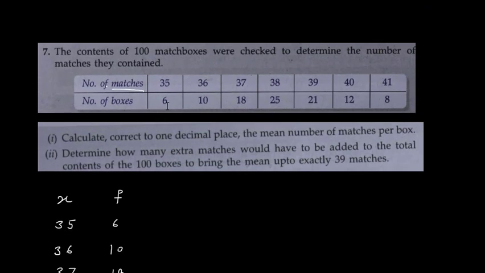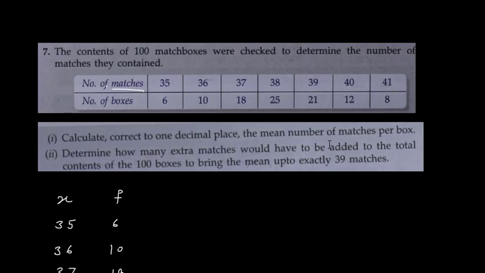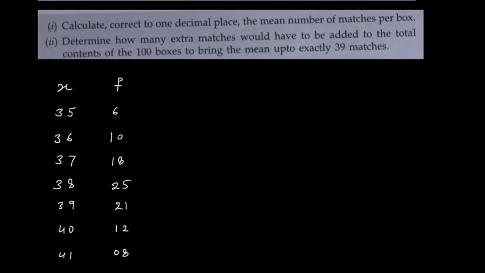The contents of 100 match boxes were checked to determine the number of matches they contain. So in 6 match boxes we have 35 matches per box. In 10 match boxes we have 36 matches per box. Okay, so this is what they have given. So we have to check what is the mean number of matches in each box.